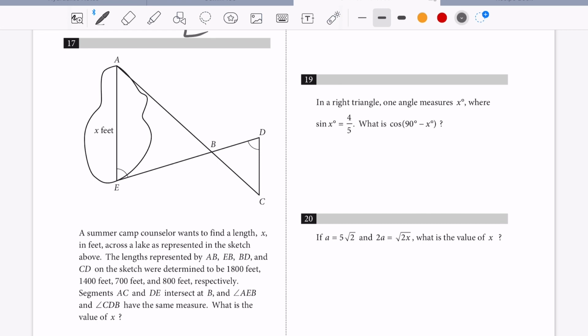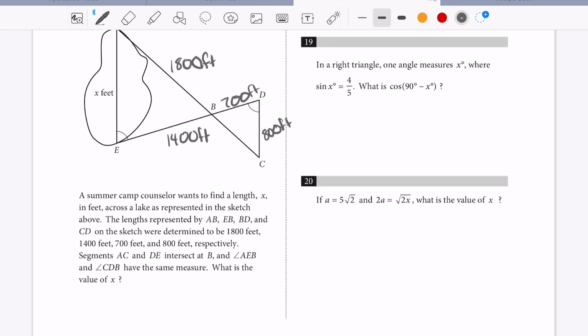So AB is 1,800 feet, and EB is 1,400 feet. BD is 700 feet, and DC or CD is 800 feet. Okay, and with similar triangles, we can make ratios out of them, because that's how I would solve this similar triangle problem anyways. So we're going to get that this length and this length, the 1,400 feet and the 700 feet, 1,400 over 700 is going to be equal to this x over 800.